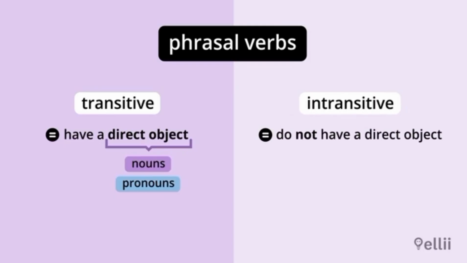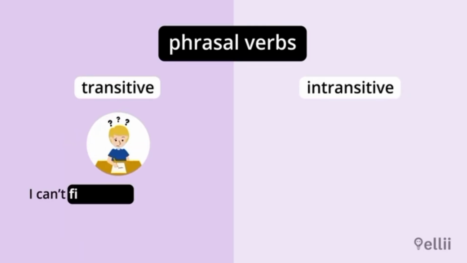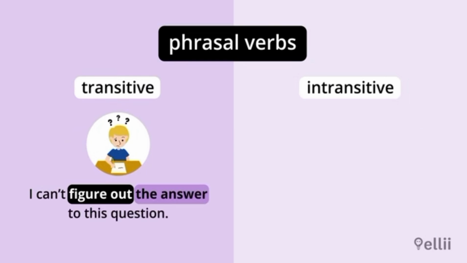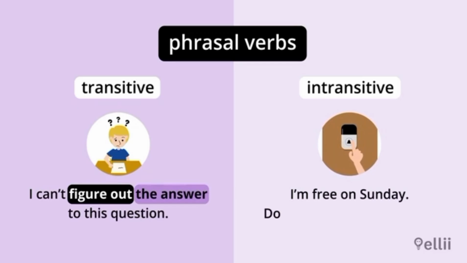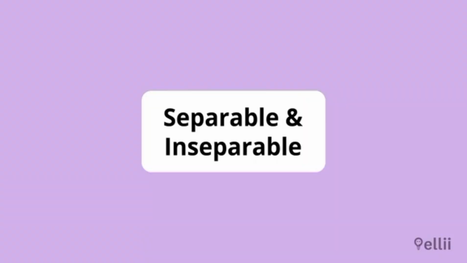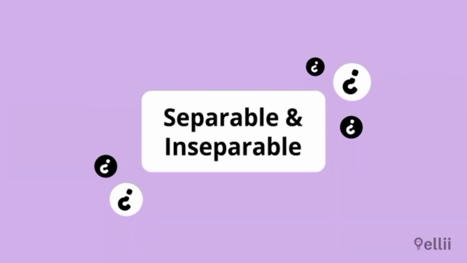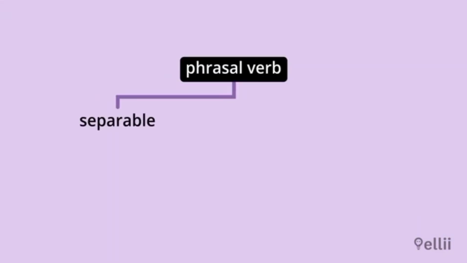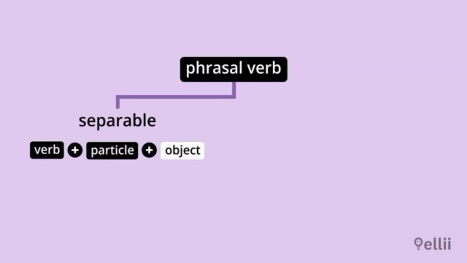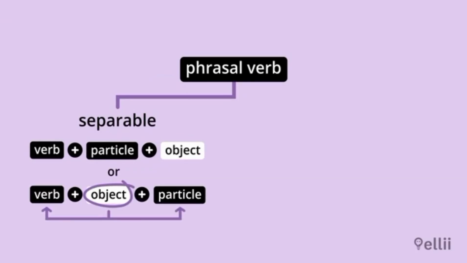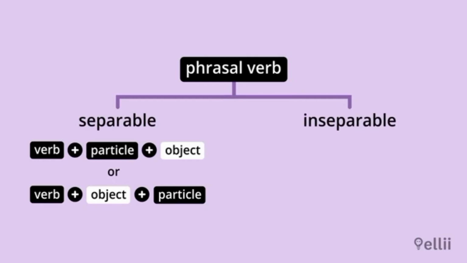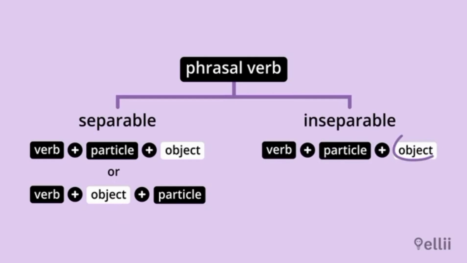Let's look at some examples of transitive and intransitive phrasal verbs. I can't figure out the answer to this question. I'm free on Sunday. Do you want to come over? What's the difference between separable and inseparable phrasal verbs? If a phrasal verb is separable, the direct object can come after the particle or go between the verb and the particle. If it's inseparable, the object can only come after the particle.